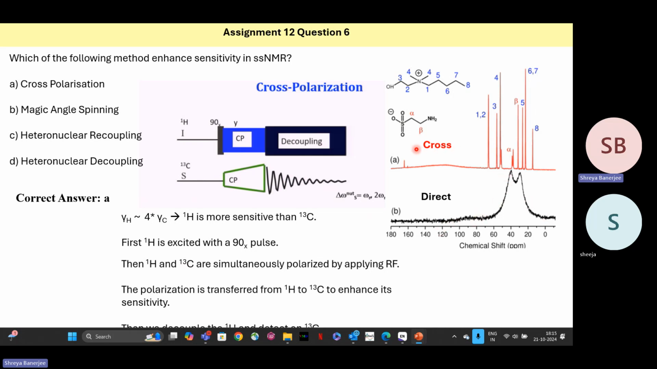But if this cross polarization pulse sequence is done, where you first excite on 1H and then allow the magnetization to transfer to 13C, so that the 13C detection becomes more sensitive, then you can clearly see very sharp peaks appear, and you can even distinguish which are the peaks of compound 1 and which are the peaks of compound 2. So cross polarization is a method that is used to increase the sensitivity in solid state NMR. So the correct answer is option A.